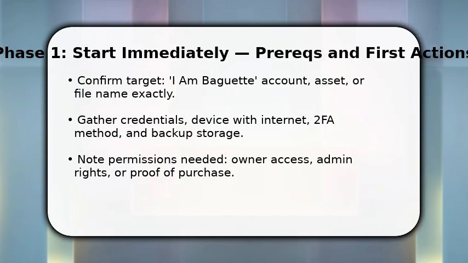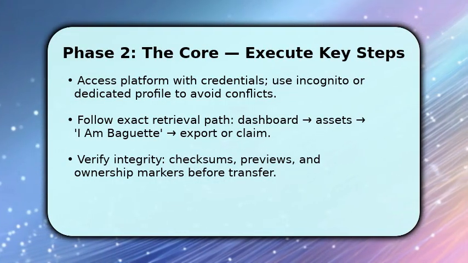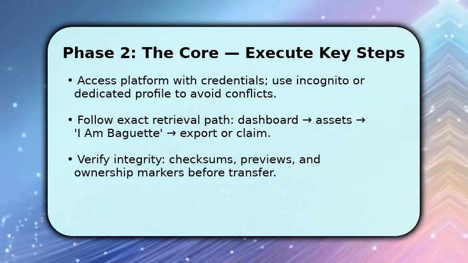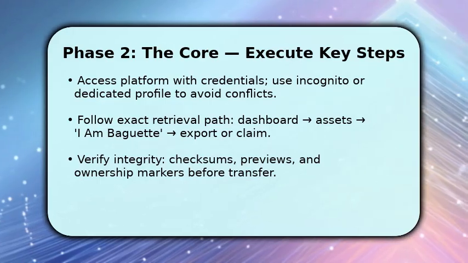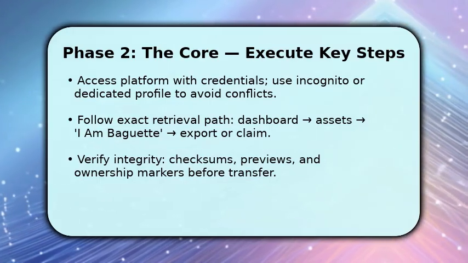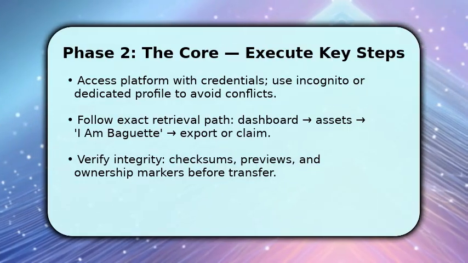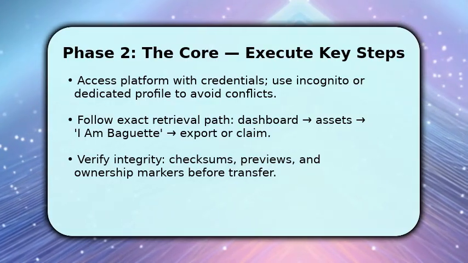Now you move into the core process. Access the platform using a clean profile and the credentials prepared earlier. Navigate directly to the asset location, dashboard assets, then locate the exact I Am Baguette entry and use the platform's export or claim function. During export, watch progress and confirm file hashes or ownership markers. Once done, transfer to your backup storage and tag it clearly.